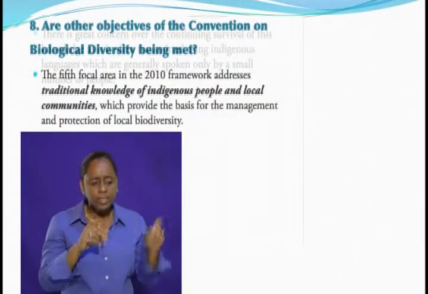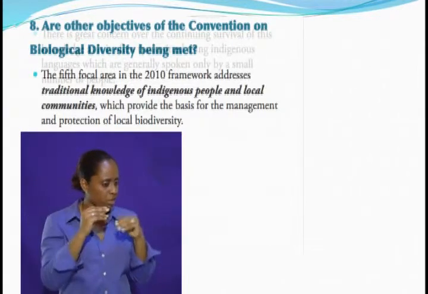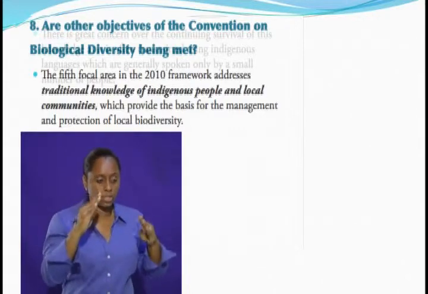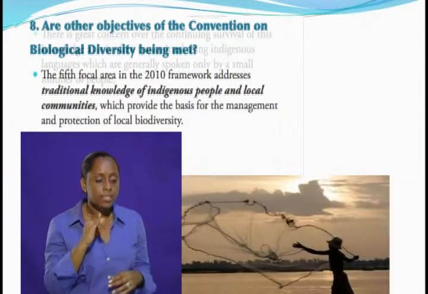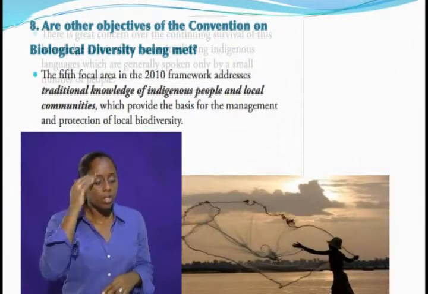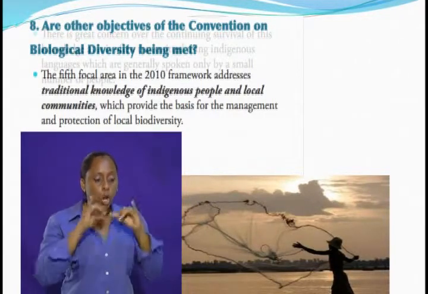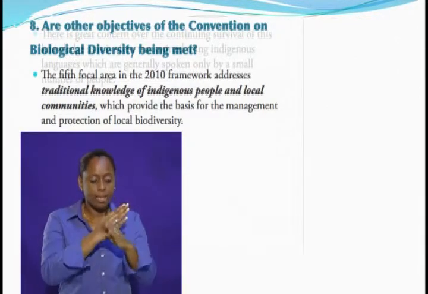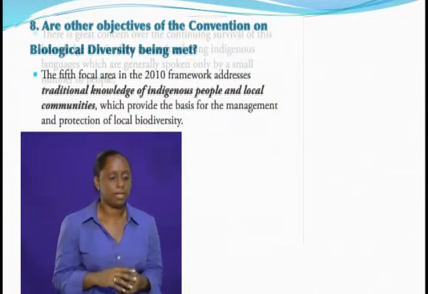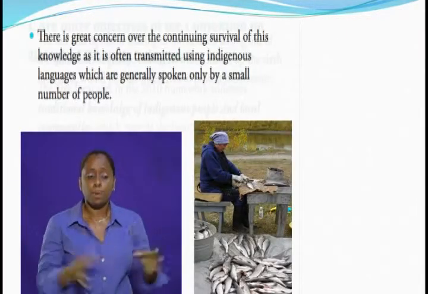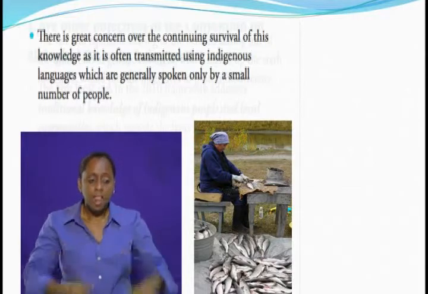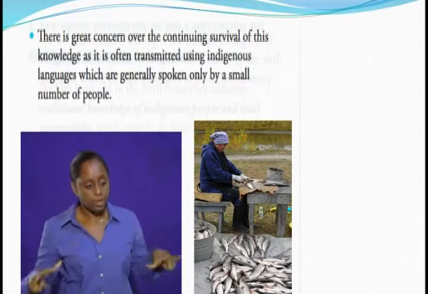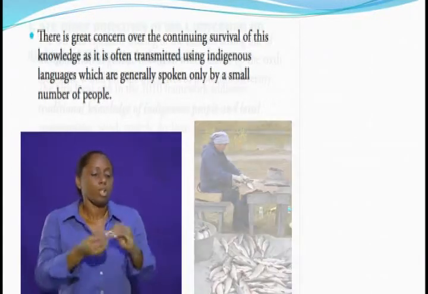Are other objectives of the Convention on Biological Diversity being met? The fifth focal area in the 2010 framework addresses traditional knowledge of indigenous people and local communities, which provide the basis for the management and protection of local biodiversity. There is great concern over the continuing survival of this knowledge, as it is often transmitted using indigenous languages, which are generally spoken only by a small number of people.